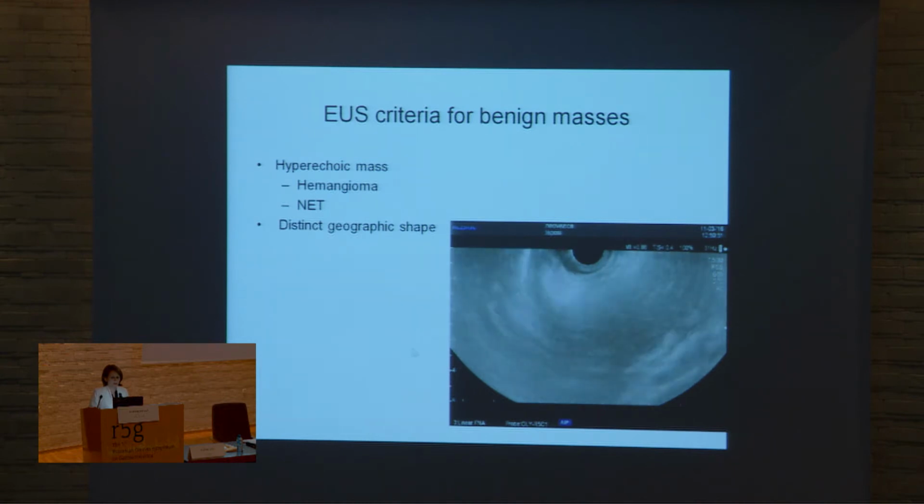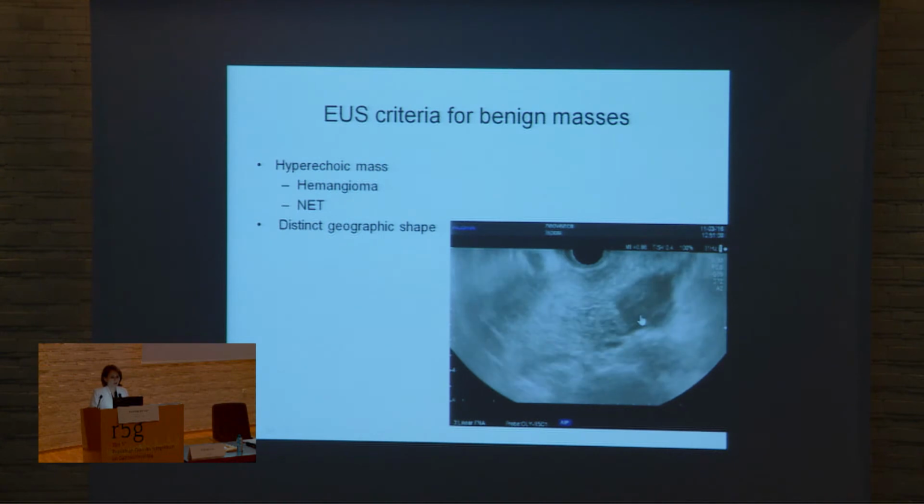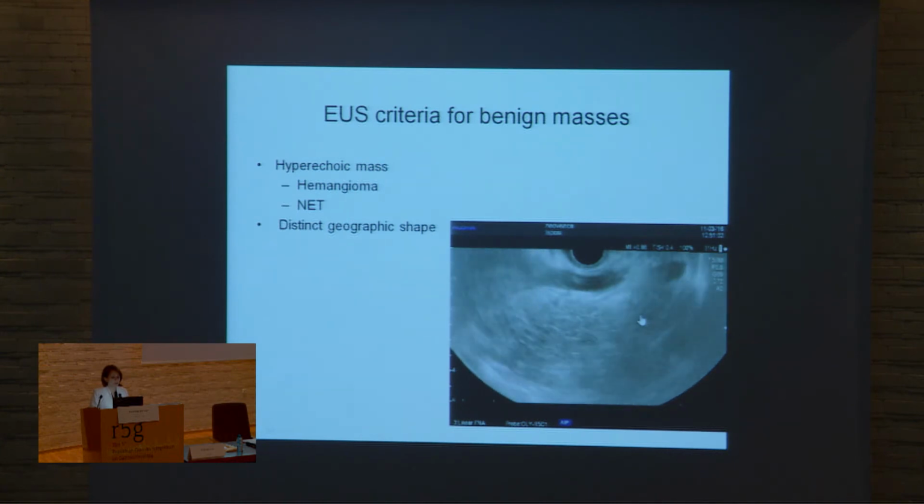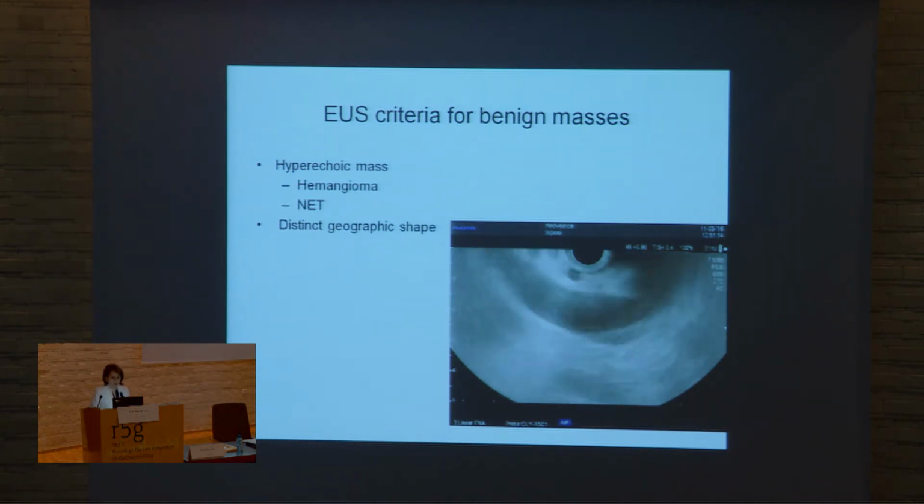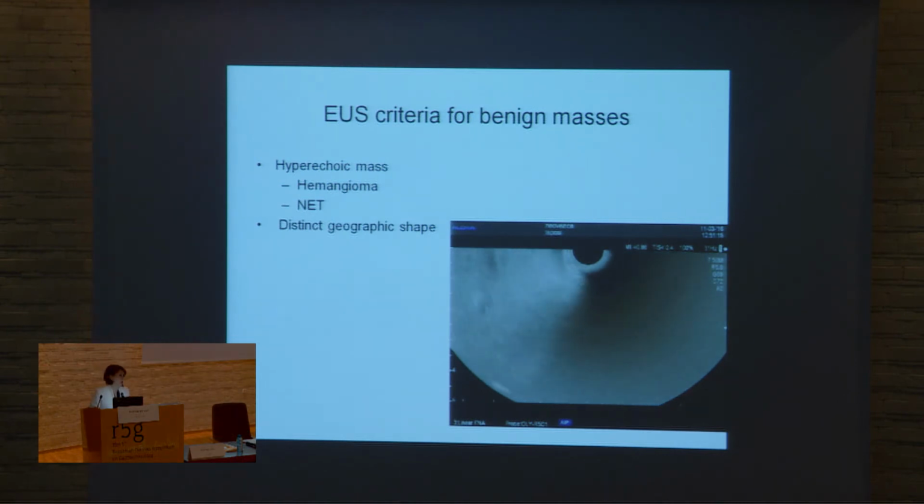So where is the place for EUS? This is an example of a patient with a small round hyperechoic lesion, and in fact it was a patient with cirrhosis, and the findings were significant for fibrosis. Usually hyperechoic masses are considered benign masses, like hemangioma and sometimes NET, which are, let's say, very close to benign diseases, but not always.